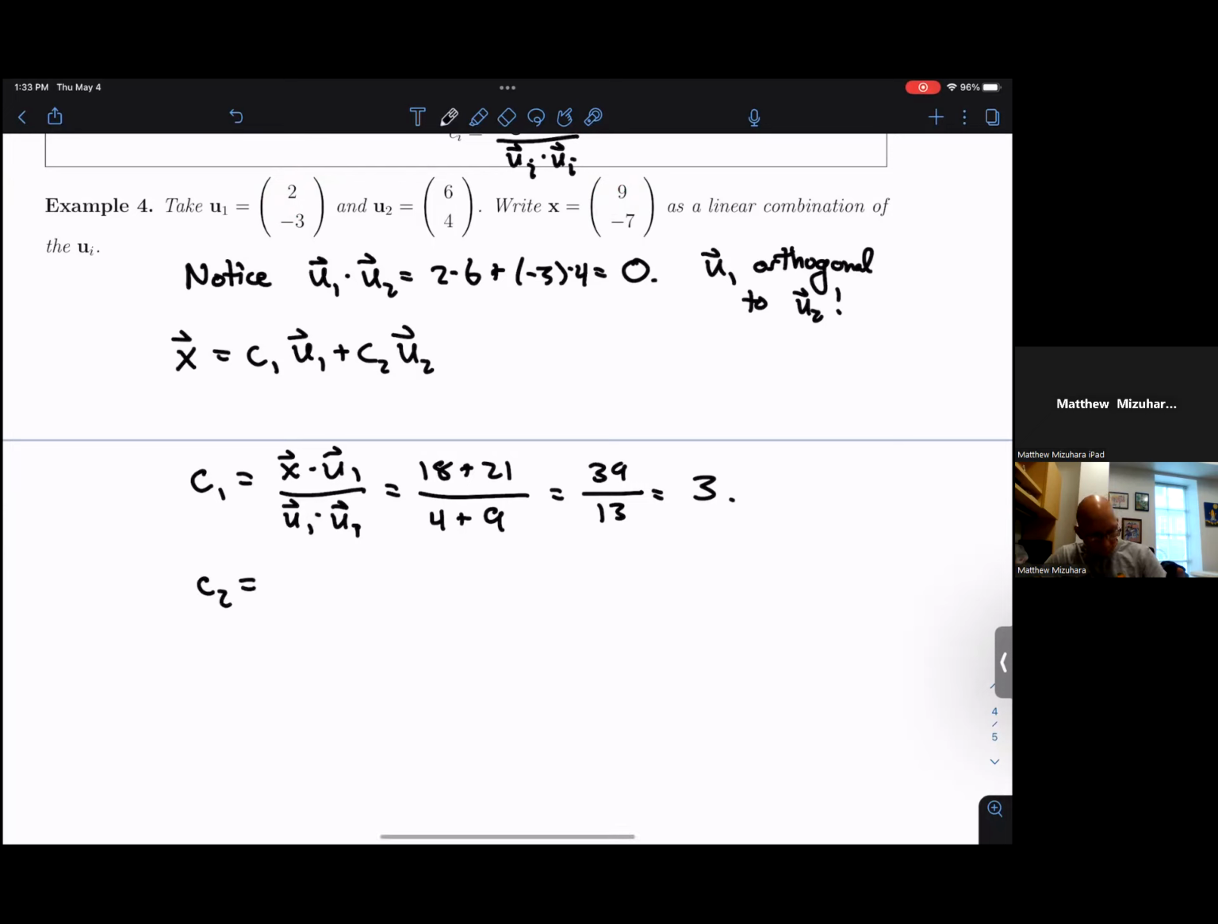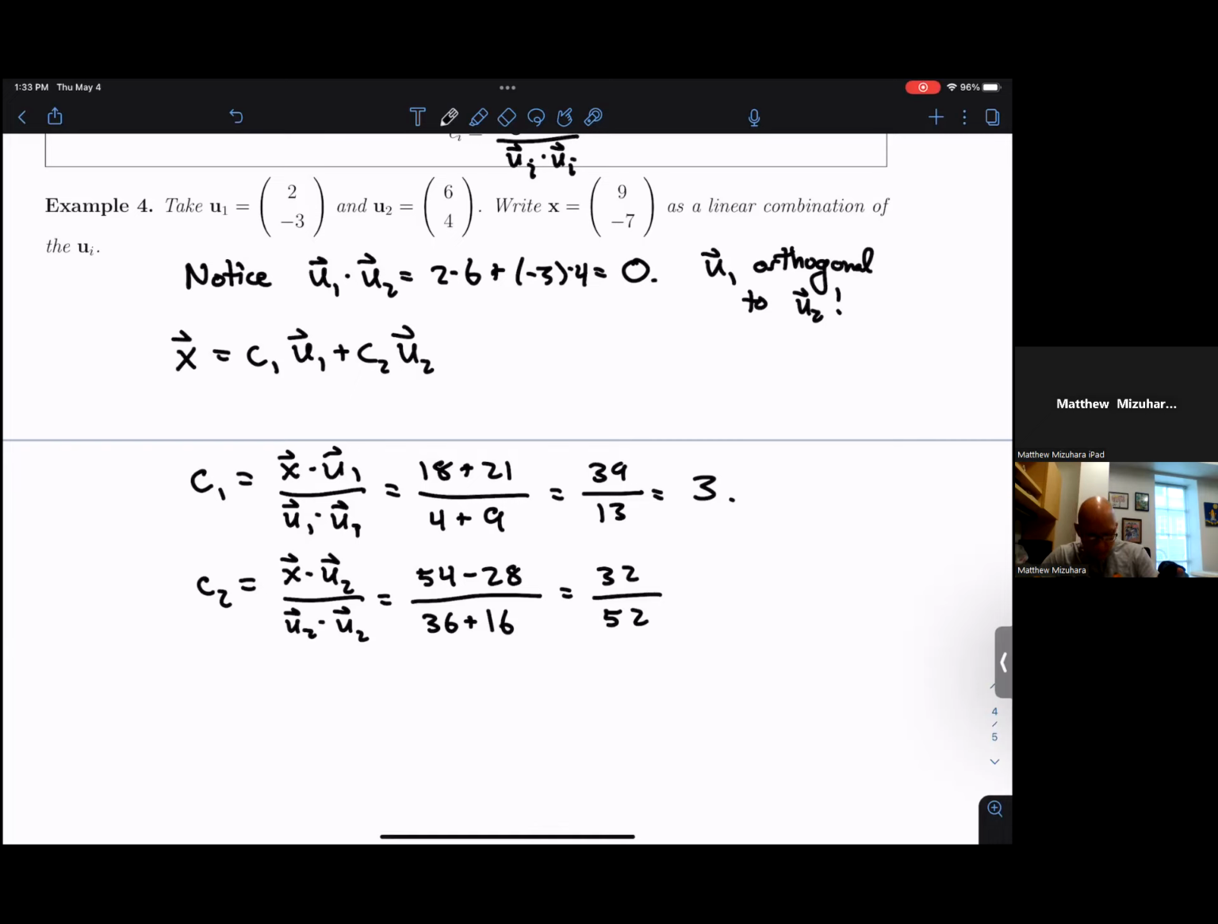C2, same thing, but I'm going to use u2 instead. x dot u2 over u2 dot u2. Again, a little bit faster. x dot u2 is 9 times 6, which is 54, minus 28, that's negative 7 times 4, over u2 dot itself: 6 times 6 is 36, plus 4 times 4 is 16. And okay, I've got to be careful now. So 54 minus 28, that looks like it's 32, over 36 plus 16, that's 52.